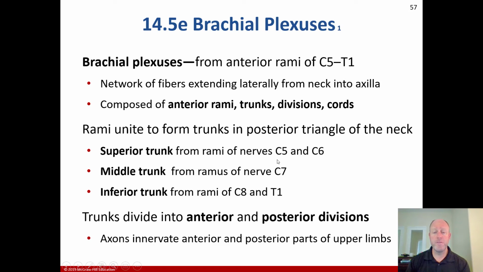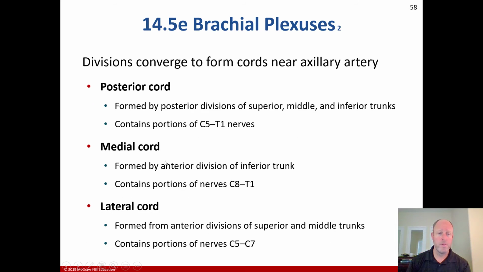Superior trunk from rami of nerves C5 and C6, middle trunk from the ramus of nerve C7, and then inferior trunk from rami of C8 and T1. The trunks divide into anterior and posterior divisions, and the axons innervate the anterior and posterior parts of the upper limbs. These divisions converge to form cords near our axillary artery, with the posterior cord formed by the posterior divisions of the superior, middle, and inferior trunks, containing portions of C5 to T1 nerves.